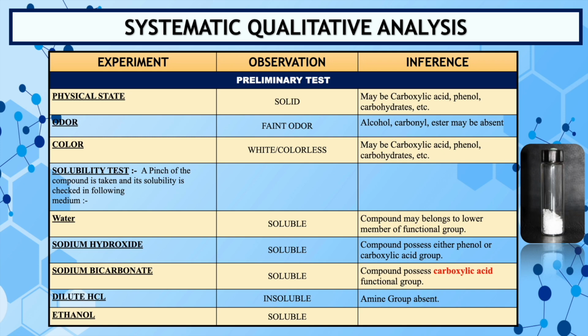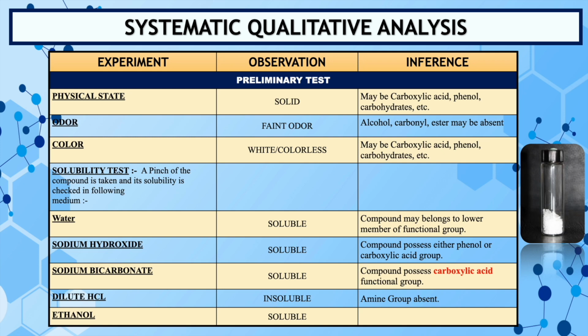Now comes the second test, that is the solubility test in the preliminary series. In this, we basically take a pinch of our organic compound and test its solubility in the following solvents. Now, the very first one, that is water. Our compound is soluble in water, which infers that the compound may belong to a lower member of the functional group. Then comes sodium hydroxide. Our compound is also soluble in sodium hydroxide. It infers that it either possesses a phenol or a carboxylic acid group. Then comes sodium bicarbonate. Our compound is soluble in it.